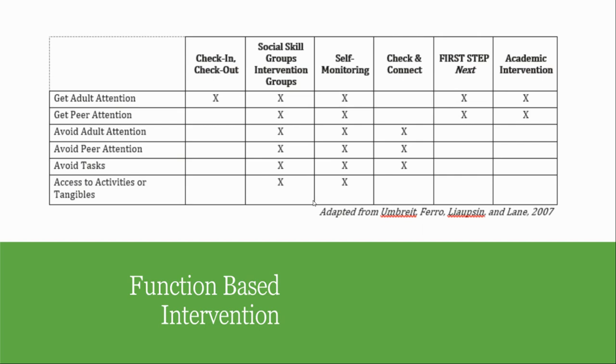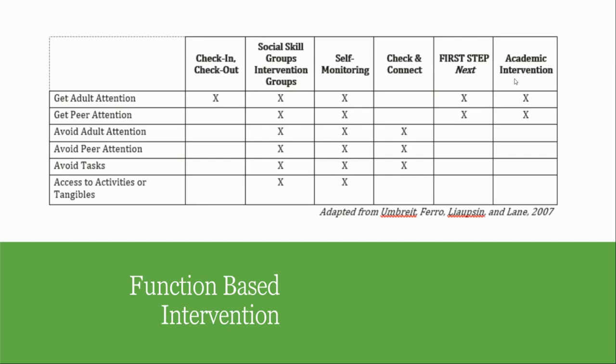So when looking at those functions, those different interventions that you are attempting to put in place for your tier two supports, you want to make sure that those interventions match the function of behavior. In this graphic, you'll see several evidence-based interventions across the top: check-in, check-out, social skill groups, intervention groups, self-monitoring, check and connect, first step next, academic intervention. And again, this is not an exhaustive list of interventions.